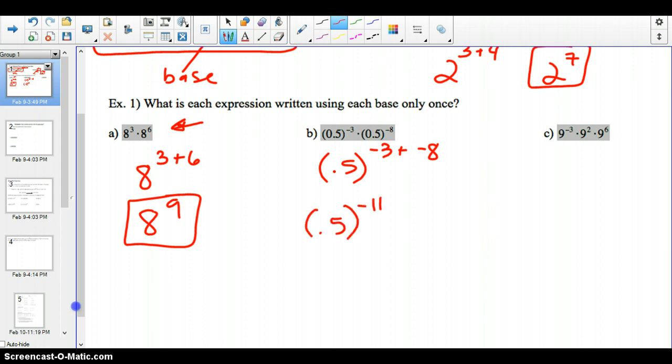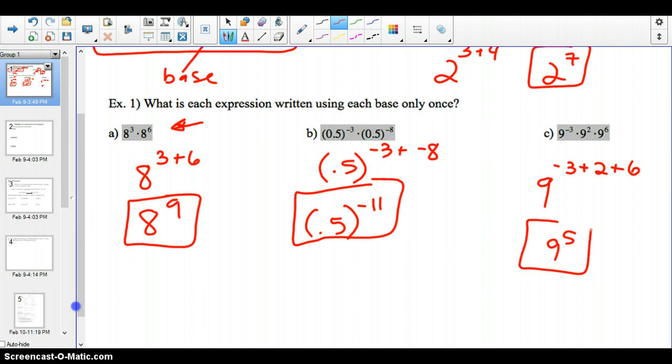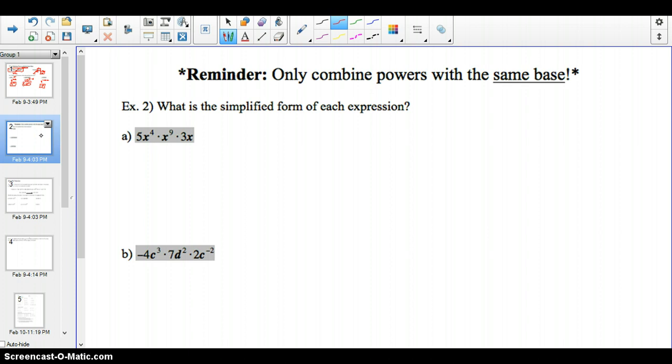And then over here you've got three terms. You've got 9, and you're going to have to raise that to the negative 3 plus 2 plus 6, which turns out to be 9 to the fifth. Let's look at another kind of example. Here we have two things or several things that we're multiplying together that have the same base but with variables.